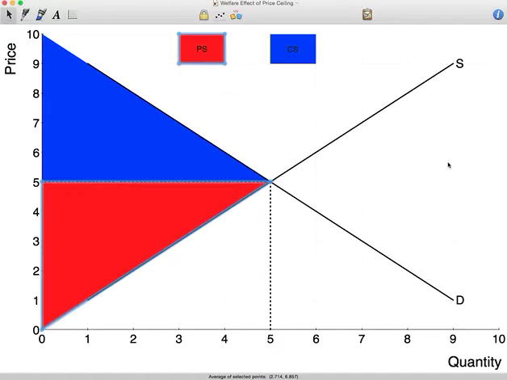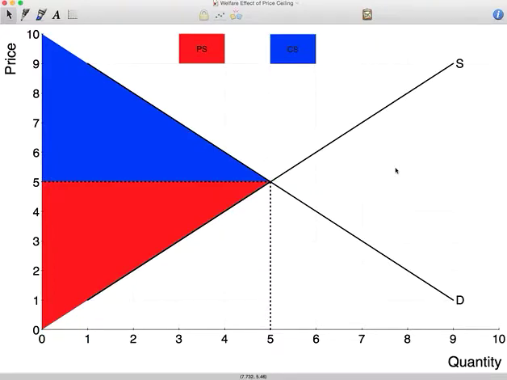And if you add those two together, you will get the total surplus. So make sure you remember the total surplus is just producer surplus and consumer surplus added together. So if we add those two together, that gives us a measure of the total surplus in the marketplace.